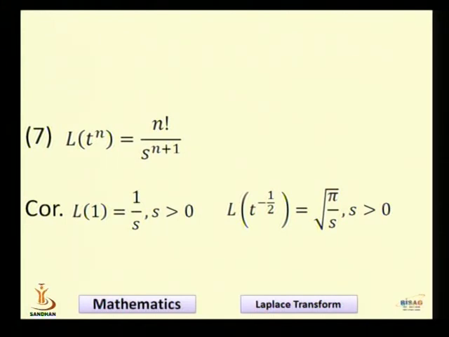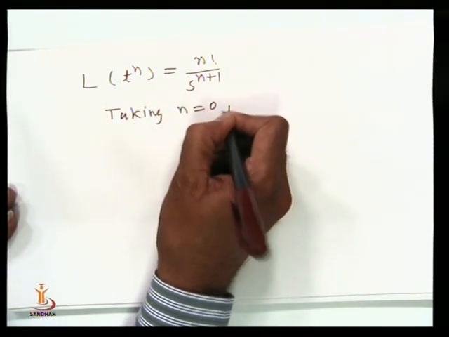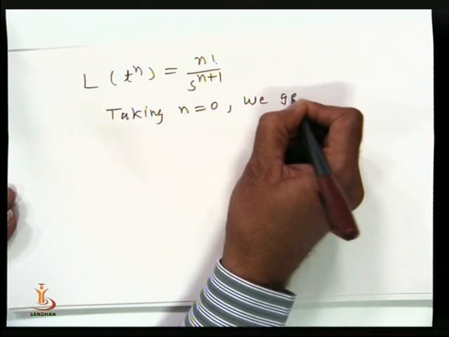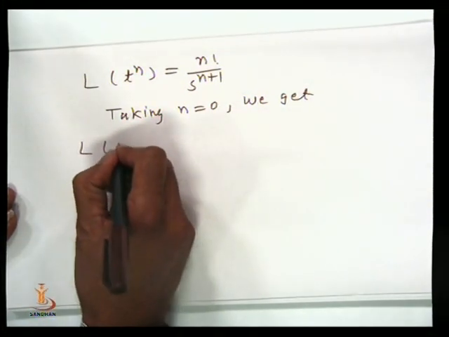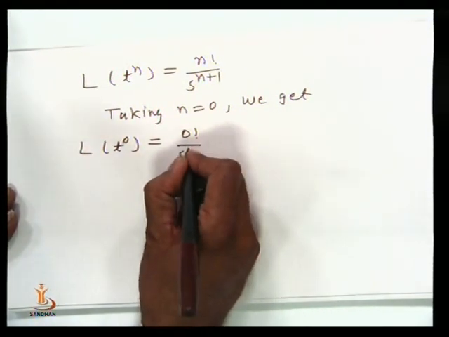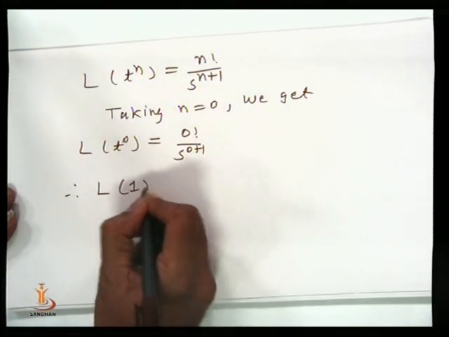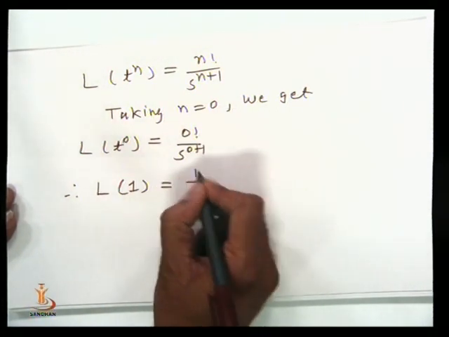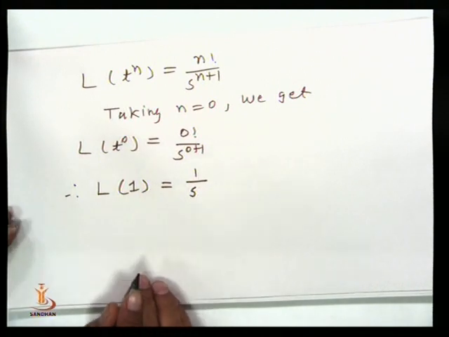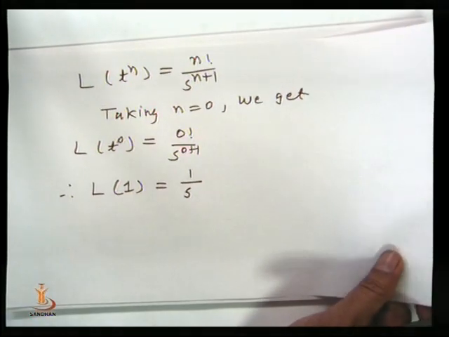To obtain Laplace of 1 from this formula, we just have to put n equal to 0. Taking n equal to 0, we get Laplace of t raised to 0 equal to 0 factorial divided by s raised to 0 plus 1. Therefore Laplace of t raised to 0 is 1, 0 factorial is 1, and s raised to 0 plus 1 is s raised to 1. So we have derived the first one, Laplace of 1 equal to 1 upon s.